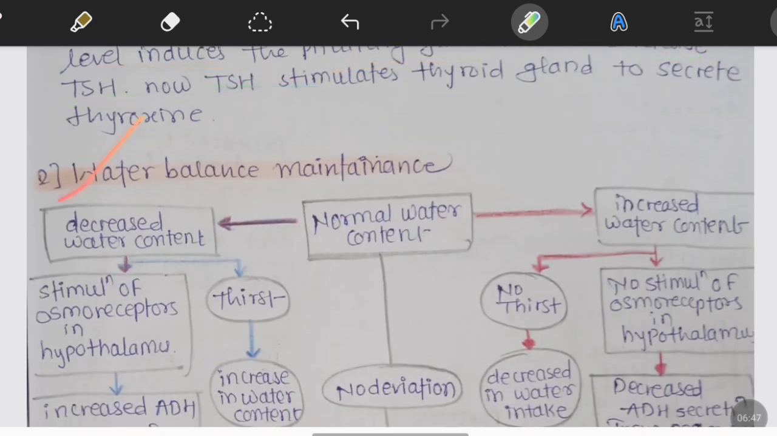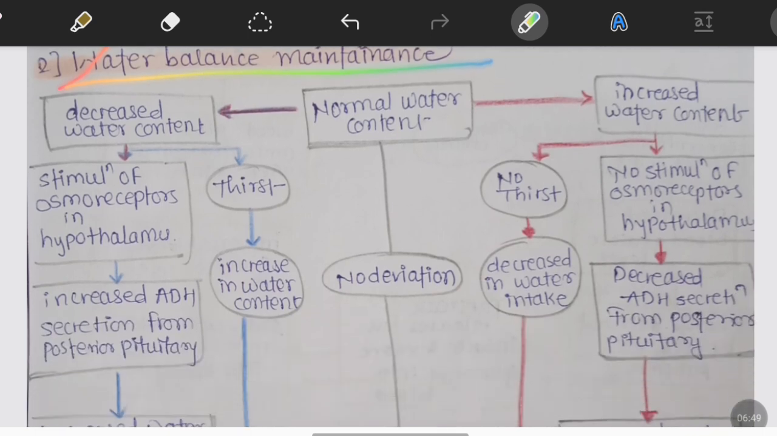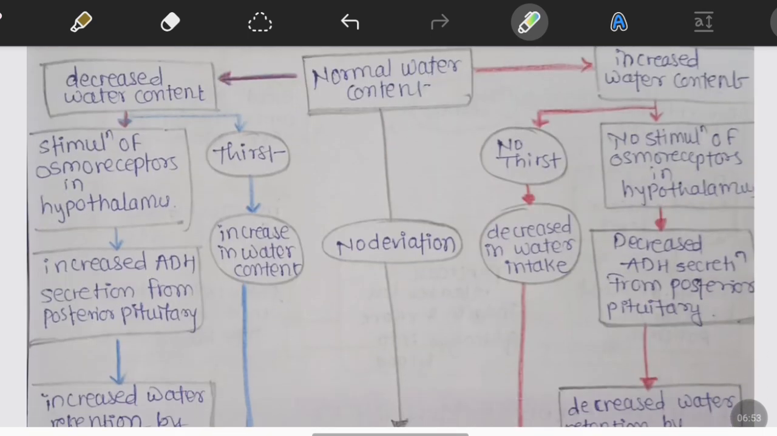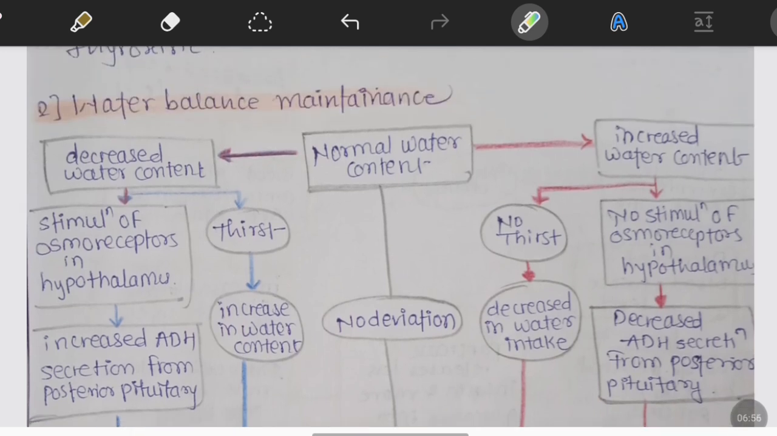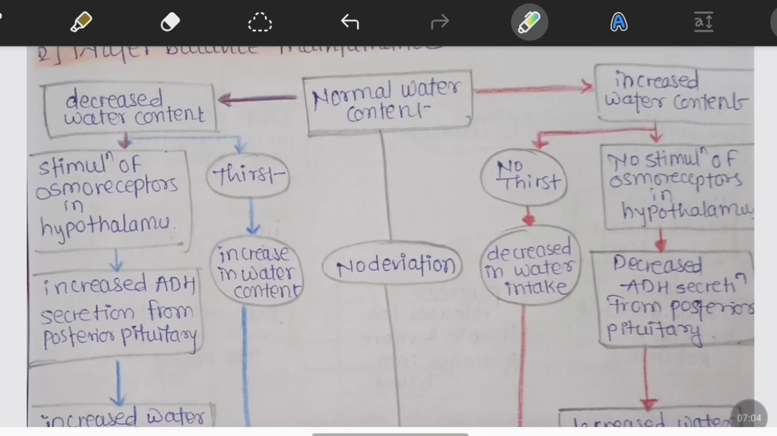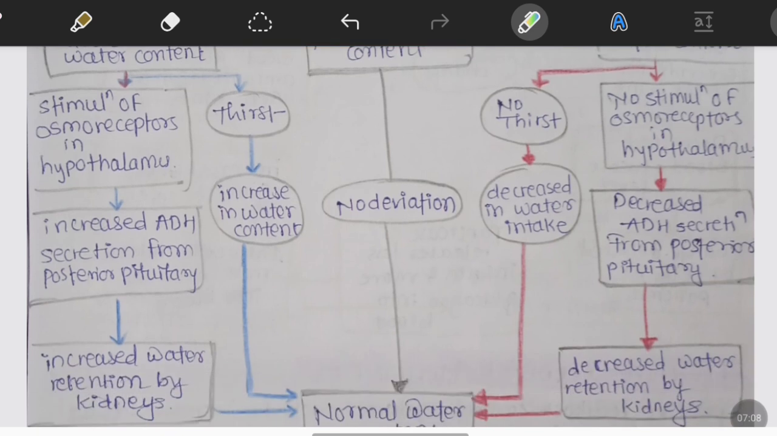And the second example is water balance maintenance. Here it is, the big flowchart. In physiology, flowcharts are more important than theory. You can earn more marks than other students with simple and very neat flowcharts.